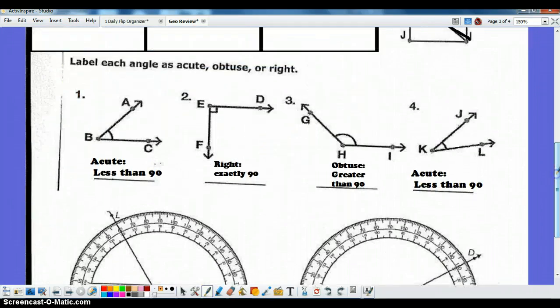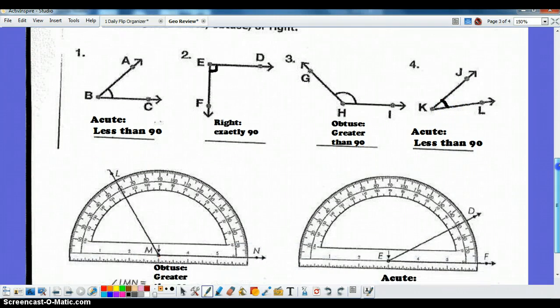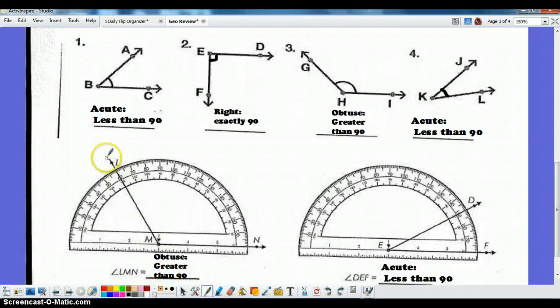Now we're just labeling. Acute, less than 90 degrees. Right angle, it's got that perfect square mark there, 90 degrees exactly. Obtuse, greater than 90 degrees. Acute, less than 90 degrees. Same thing for these bottom two. Obtuse because it's greater than 90, acute because it's less than 90.